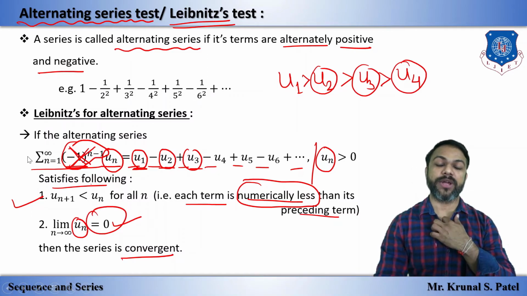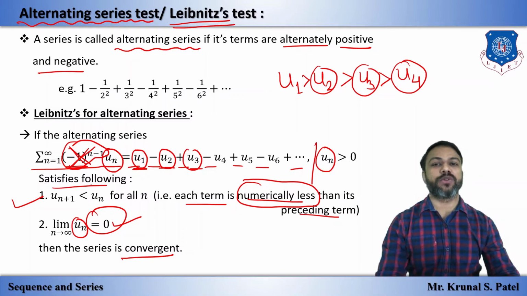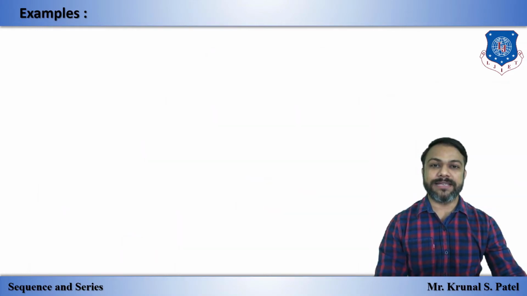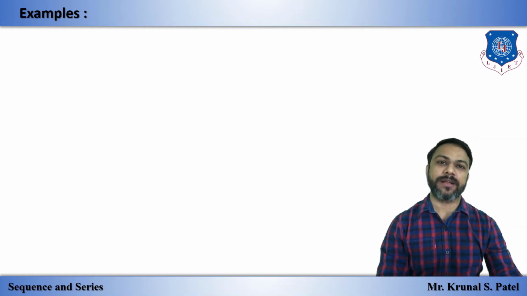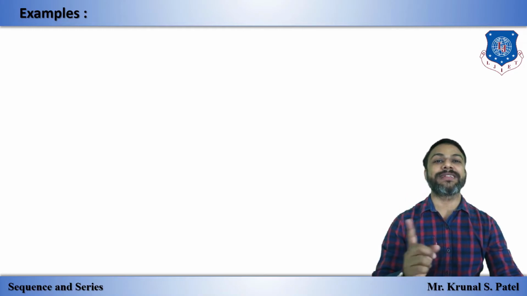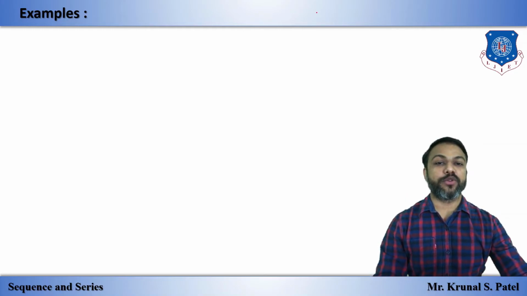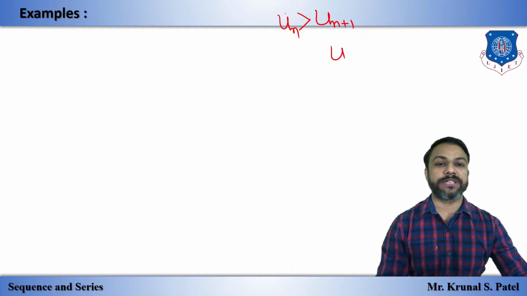Okay, so you have to remember these two conditions. Let's understand this alternating series and how we can check that each term is numerically less than its preceding term, same as we already checked for decreasing and increasing. You can check by direct method or by this. Each term is numerically less than its preceding term. So for that you have to check this.